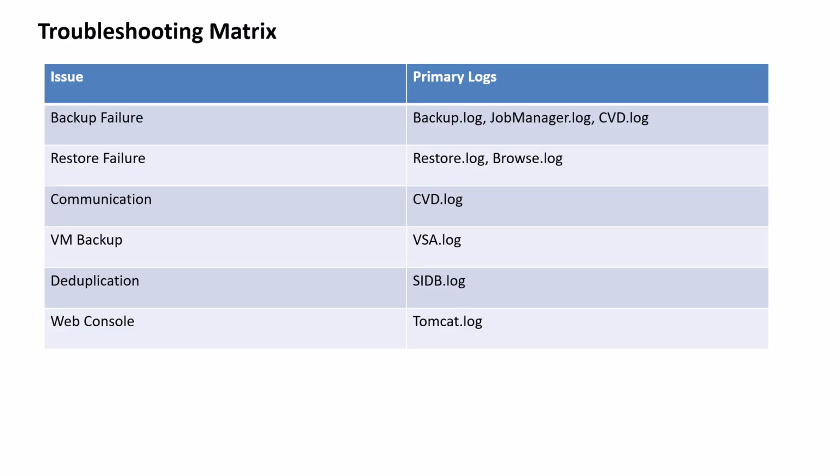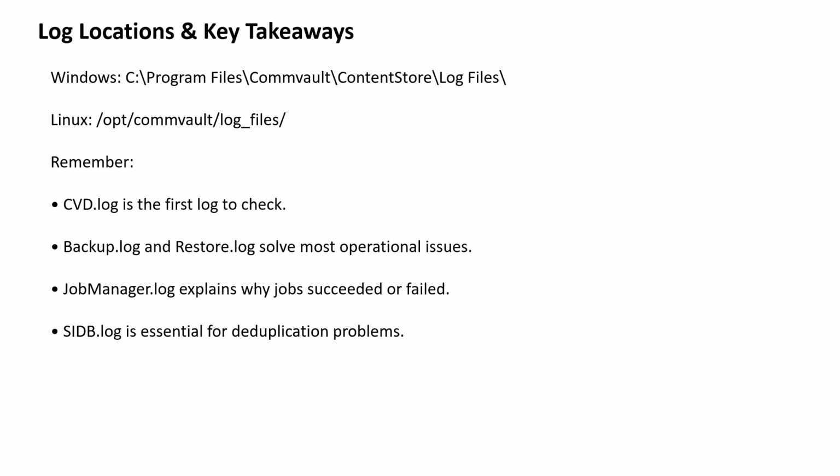It is nothing but a matrix which explains which logs you need to check. In the earlier slide: backup failure, backup job, backup.log, JobManager.log, CVD.log. Restore failure, restore.log, browse.log. Communication, CVD.log. VM backup, VSA.log. Deduplication, SIDB.log. Web console, Tomcat.log. It's also important for your certification as well.